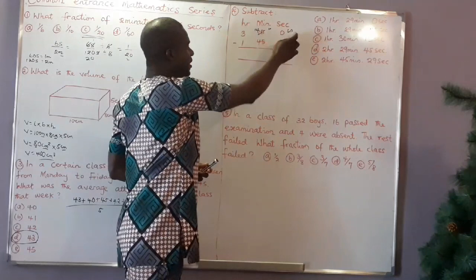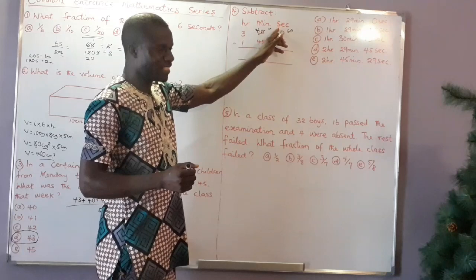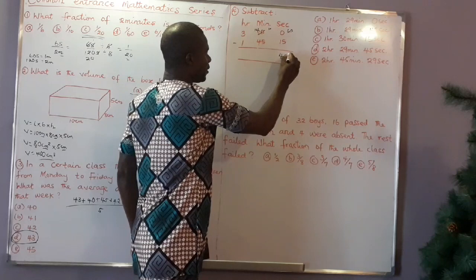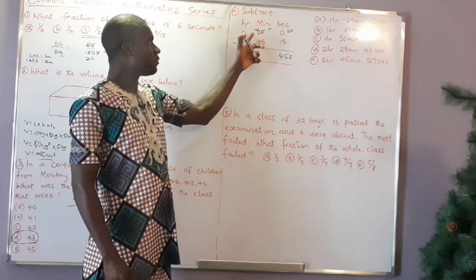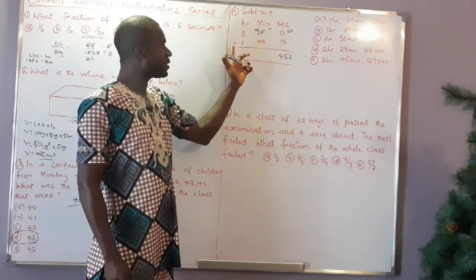60 minus 15 will give you 45, but you forgot your unit. 45 seconds, because this is now in seconds. So this is 45 seconds, okay? Now let's look at the minute hand. This is 14 minutes, right? Because I removed 1 minute from this. 14 minutes minus 45. It's not possible.